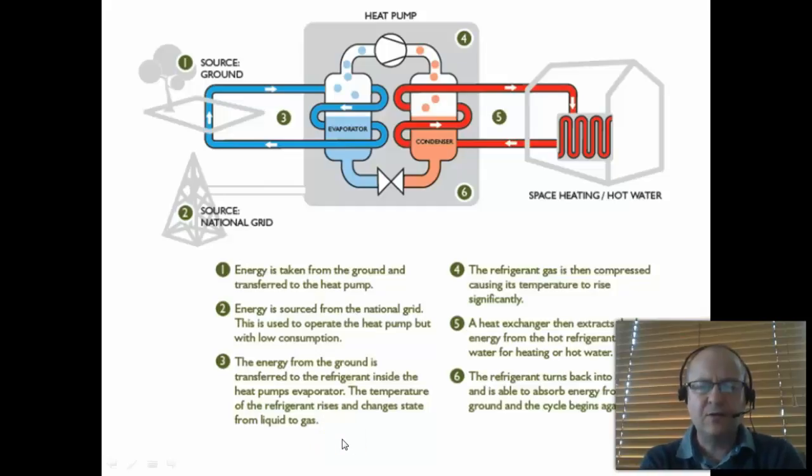So, general overview of the whole heat pump cycle. If you look at it, taking its heat from outside, bringing it into the house for space heating and hot water. So step one, energy is taken from the ground and is transferred into your heat pump. Energy is also taken from the national grid, basically to drive the heat pump, but low consumption levels.